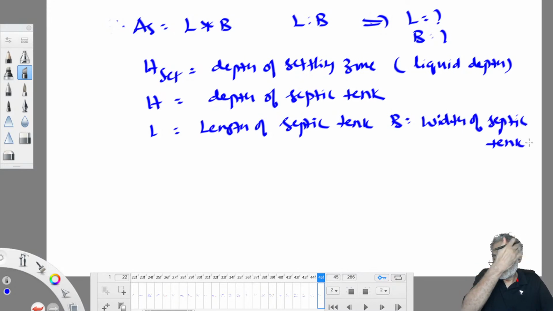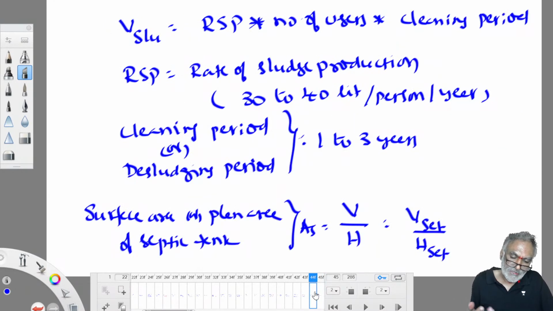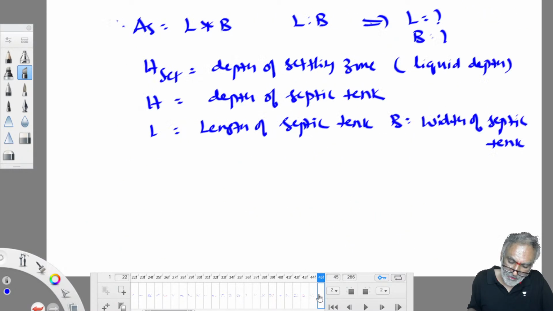That's it. From here only they will ask questions. Sometimes the cleaning period is unknown, sometimes the sludge volume is unknown, V sludge is unknown, volume of sludge zone, volume of settling zone. Something will be given unknown, then you are expected to work out.